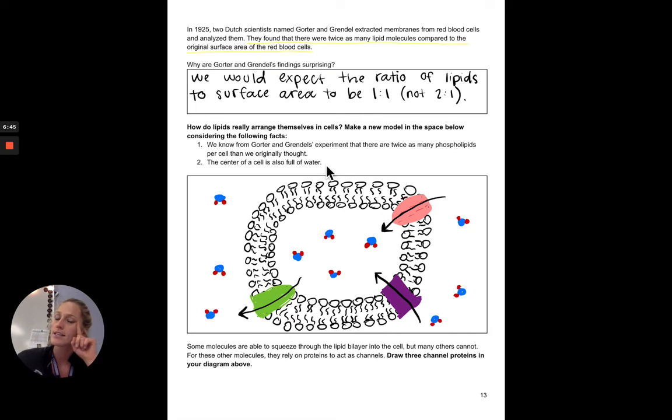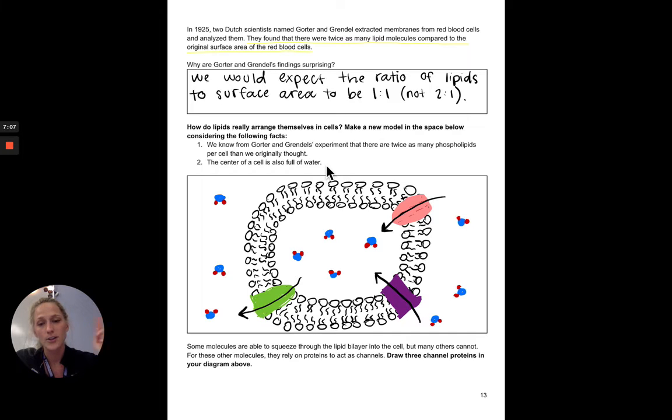Our first fact is that, according to Gorter and Grendel's experiments, there were twice as many phospholipids per cell than we originally thought. Okay, so keep that in mind. There's twice as many phospholipids as we originally thought. And number two, the center of the cell is also full of water.